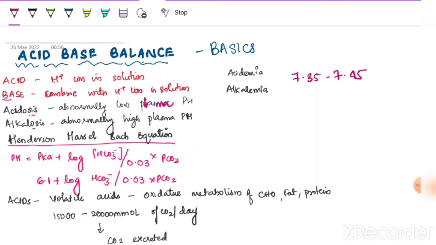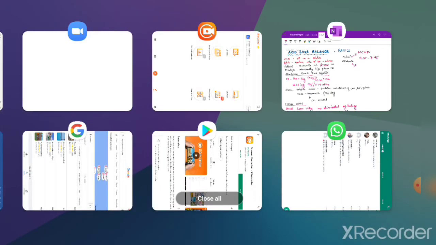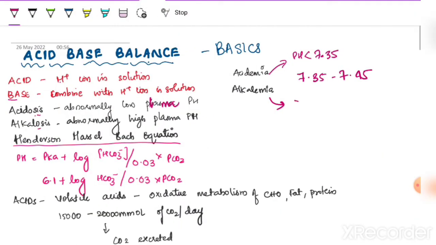So there is a definition for acidemia and alkalemia. If the plasma pH is less than 7.35, it's called acidemia. And if the plasma pH is more than 7.45, it is called alkalemia.